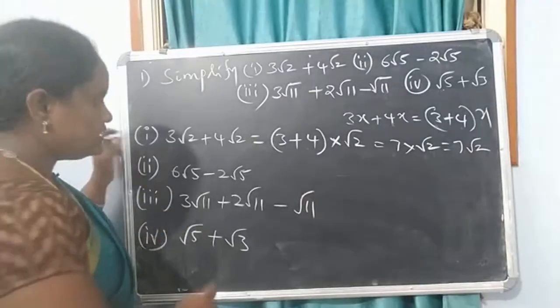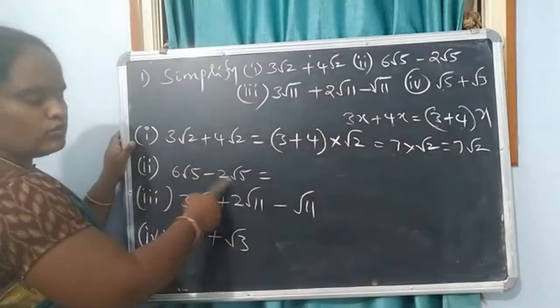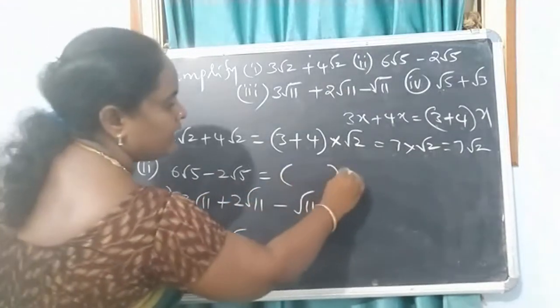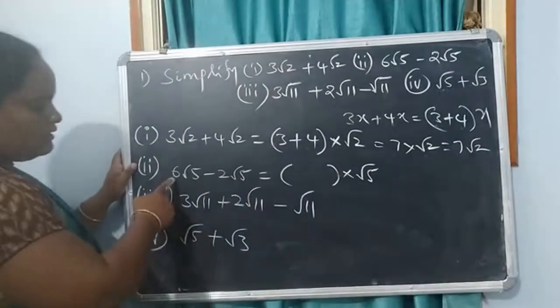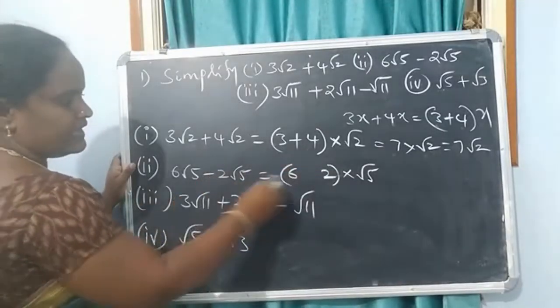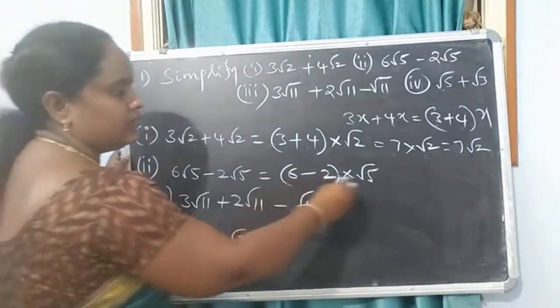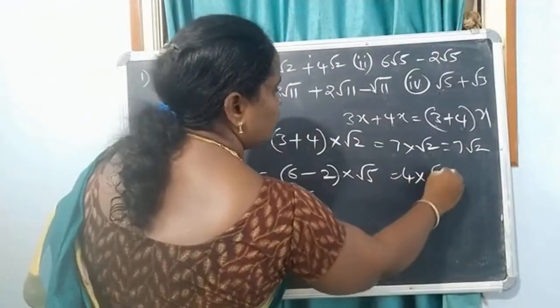In a similar way, 6 root 5 minus 2 root 5. Here root 5 is common, so let me write that outside the bracket into root 5. The coefficients are 6 and 2. What is the sign in between? Minus. So 6 minus 2, that is 4. 4 into root 5 is 4 root 5.